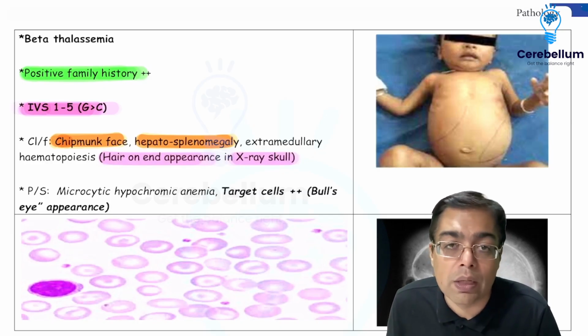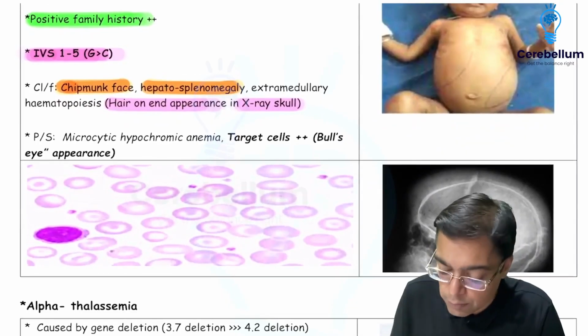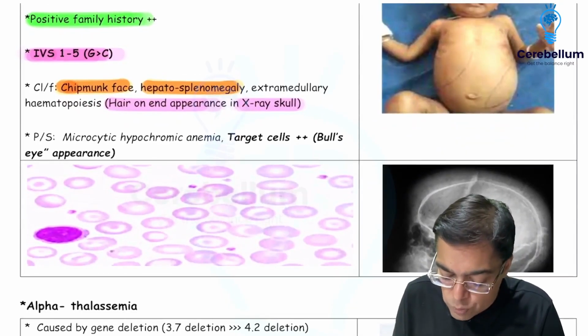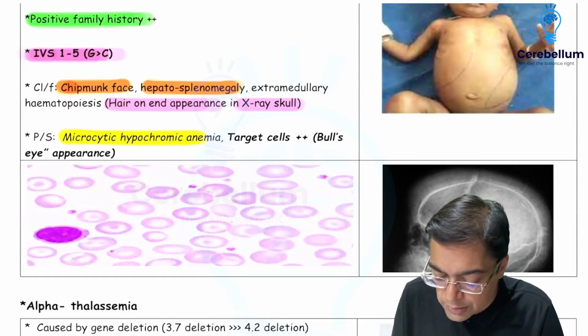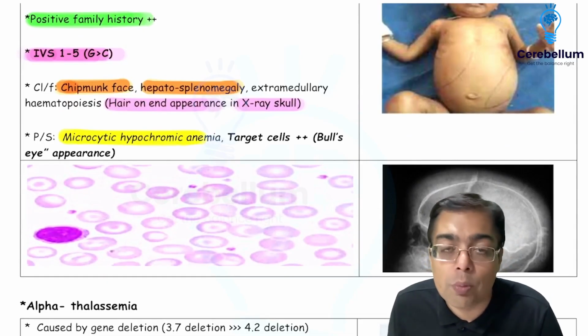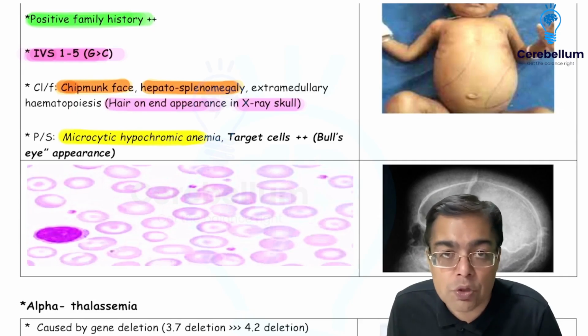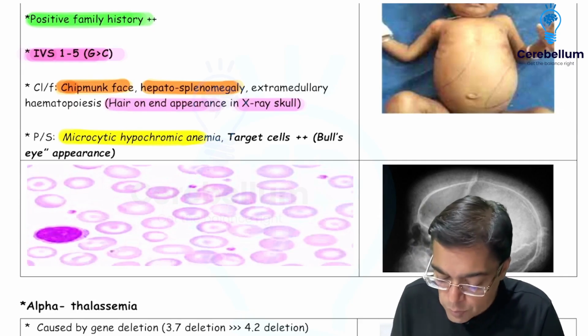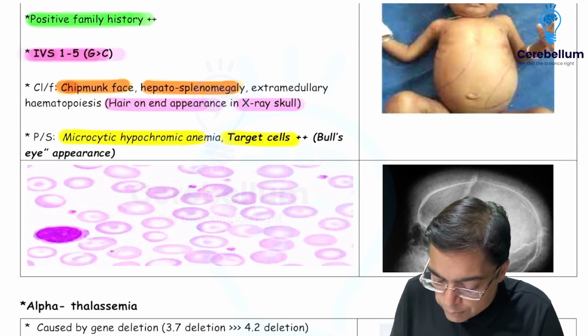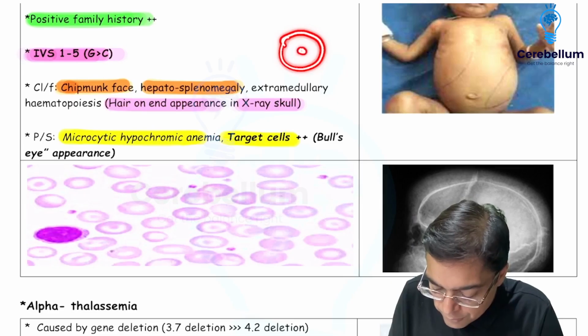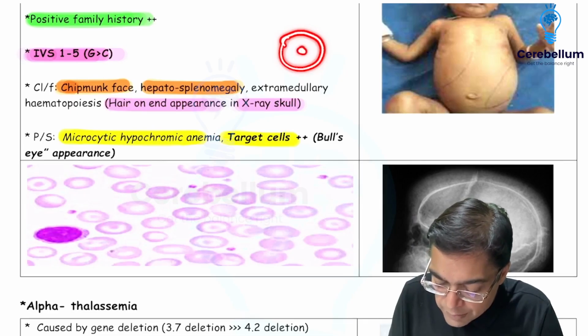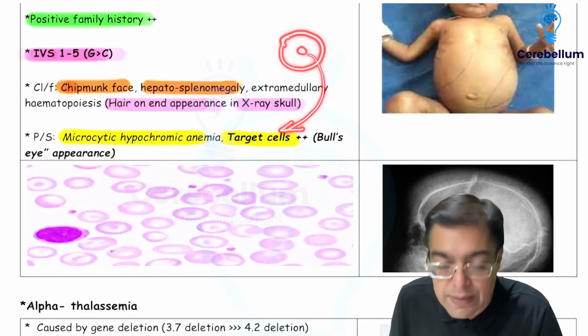As and when we look at the peripheral smear from the blood sample taken from the individual, it is going to show you microcytic hypochromic cells. Hemoglobin is very less. Membrane is too much. If there is too much membrane, that can be responsible for a special appearance of the RBCs, which is given the name of the bull's eye appearance, also called target cells.